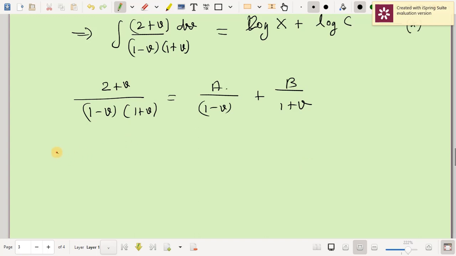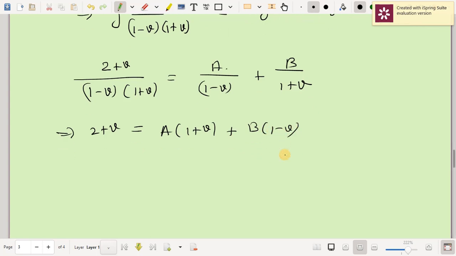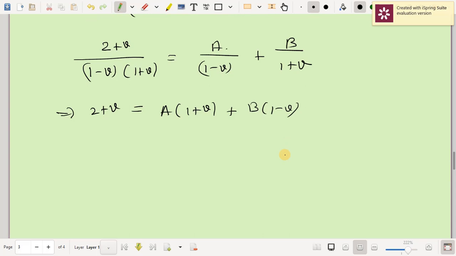So you can solve this: 2 plus v equals a into 1 plus v plus b into 1 minus v, after cross multiplying. For some choices of v, you will get the value of a, and you can verify that a is the same as 3 by 2 and b is the same as half. So you just check this.